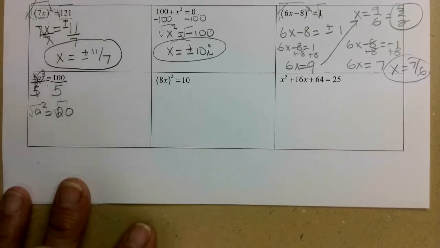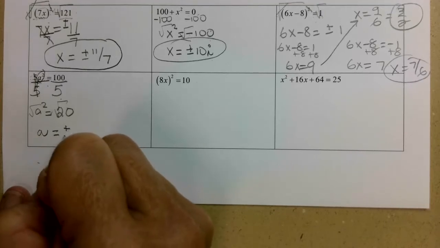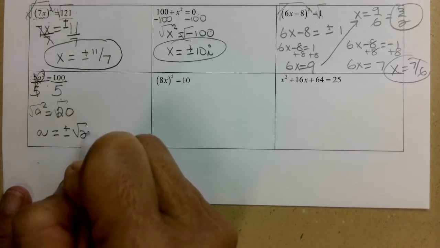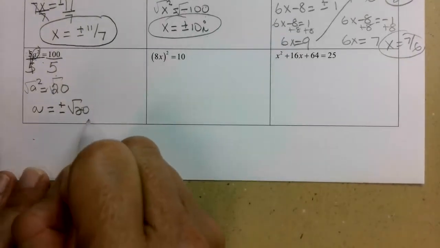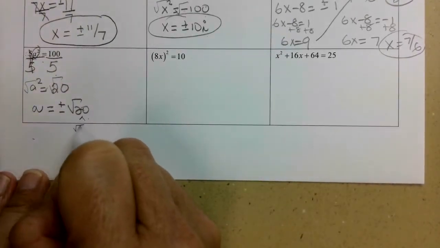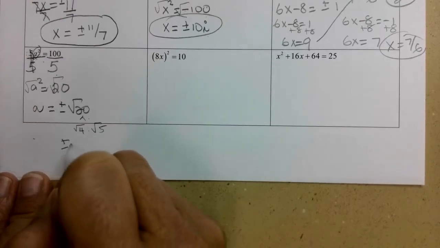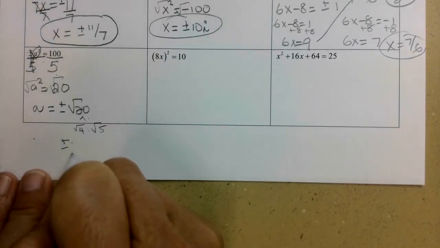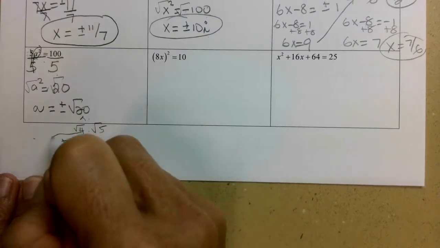And then we square root both sides. And a equals plus or minus the square root of 20. Now, if you've practiced reducing your radicals, you'll know that that's the square root of 4 times the square root of 5. So a simplified version would be plus or minus 2 times the square root of 5.